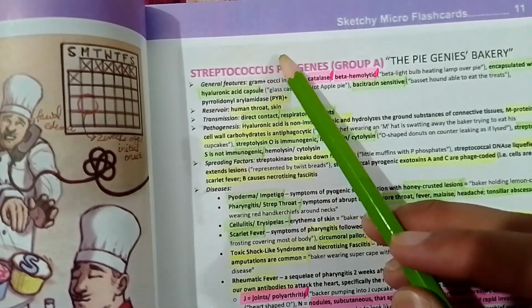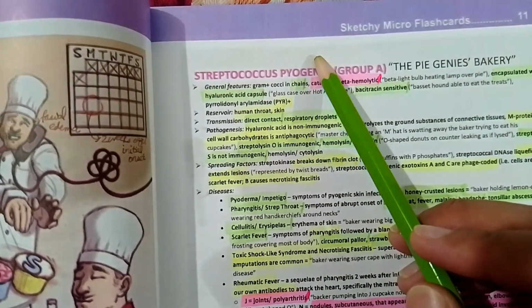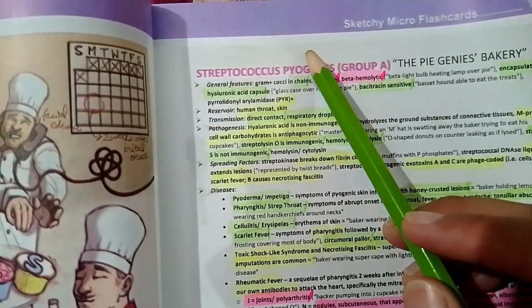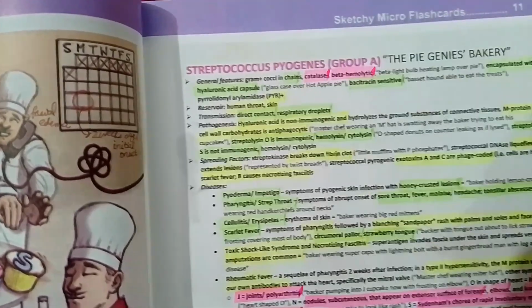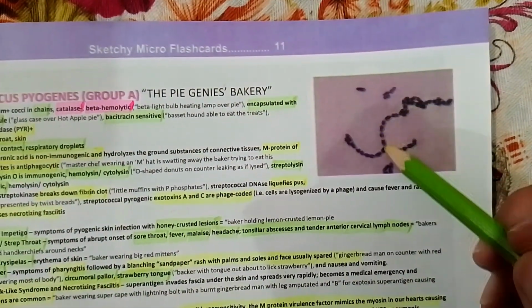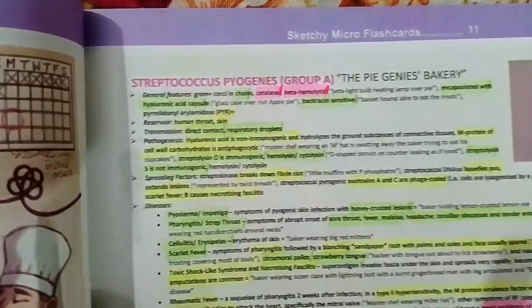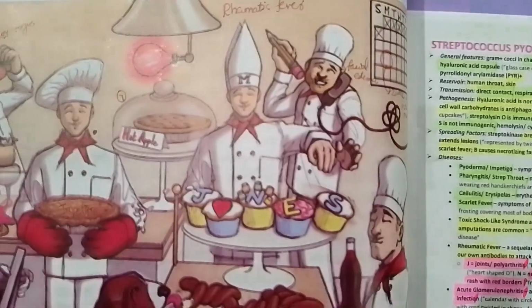And what does it mean by pyogenes? Pyogenes means that it is able to produce pus in a localized infection. So any bacteria that is able to produce pus is called a pyogenic bacteria. Here you can see its visual representation, how it looks under the microscope. Now let's see the general features of these gram-positive cocci.